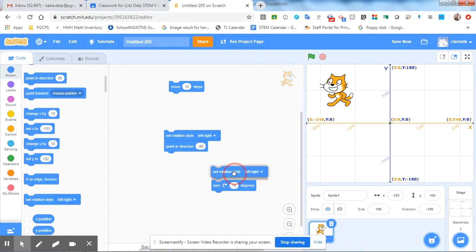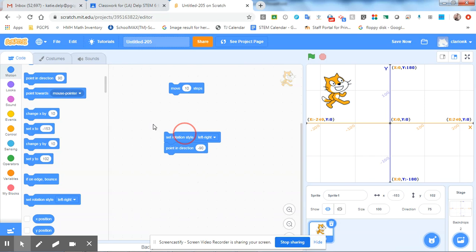So remember our other options we had here. We have set it to left, right with this script right here. But if we want him to spin, the rotation style we want is probably all around, okay? So when I set my rotation style to all around, now you'll see that he's spinning around or rotating the way we initially pictured it, right? Okay, so that setting rotation style block is super important, very important for this assignment right here.